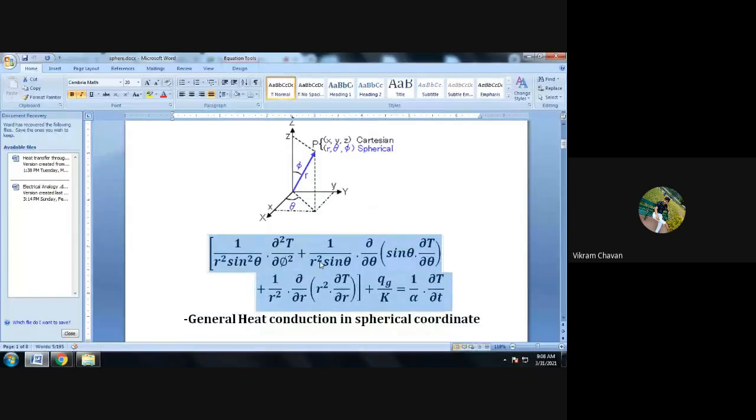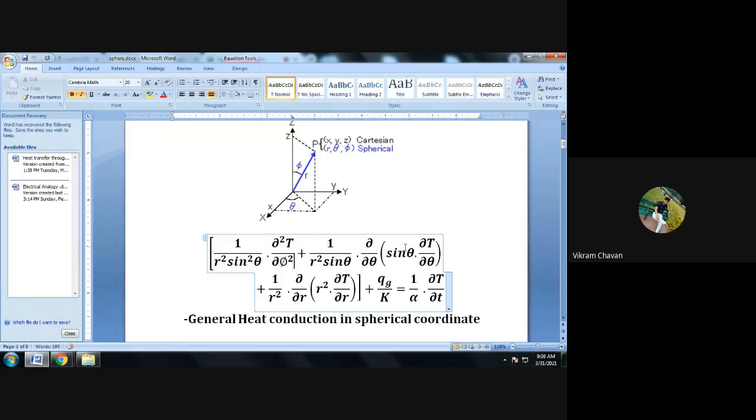Now if you consider the heat flow to be one dimensional, with heat flowing only in the radial direction, then the variation of temperature with respect to phi and the variation of temperature with respect to theta become zero. We have to neglect those two quantities in one dimensional heat transfer.